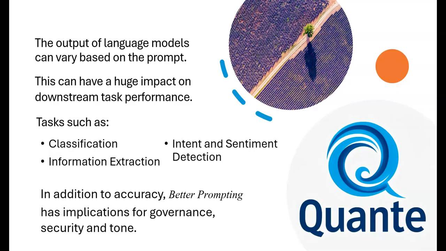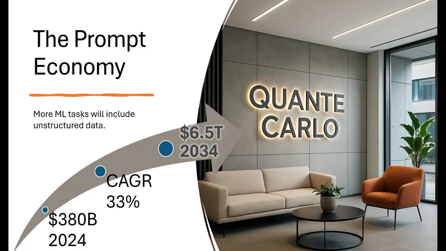In addition to accuracy, better prompting has implications for governance, to make sure that models say legal things; security, to make sure that models don't give away information that they shouldn't; and tone, making sure that models speak in a way that's preferable to customers. So it's not an overstatement to say that prompt engineering will be huge.